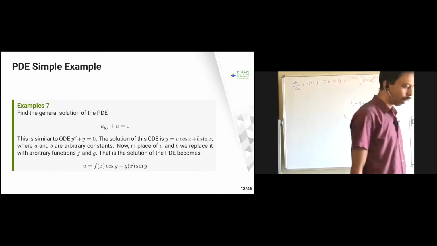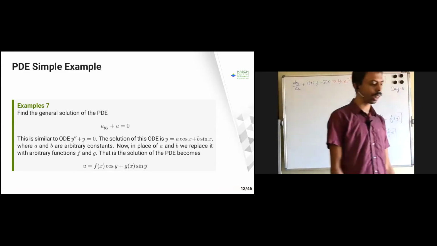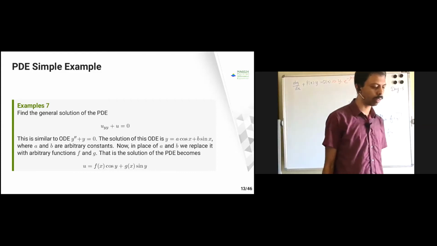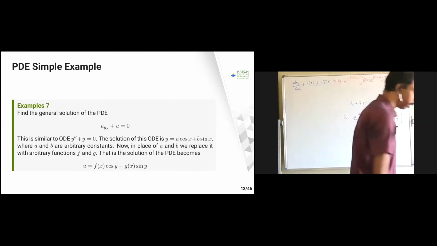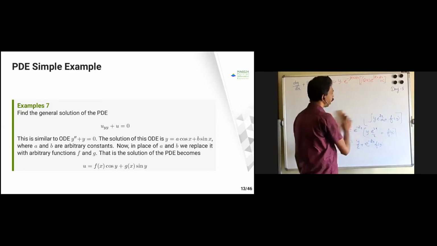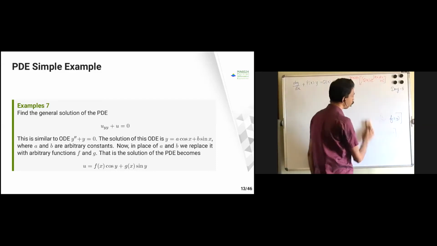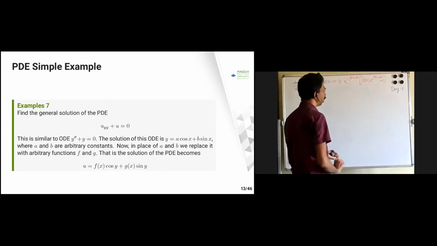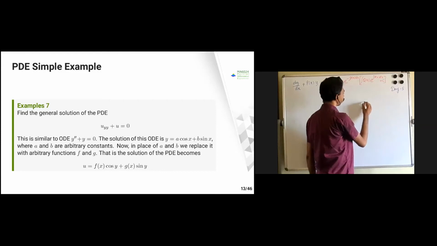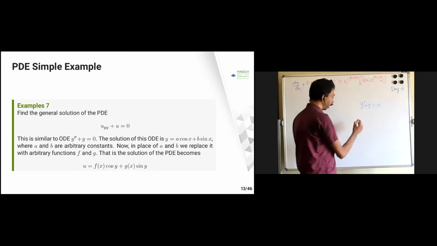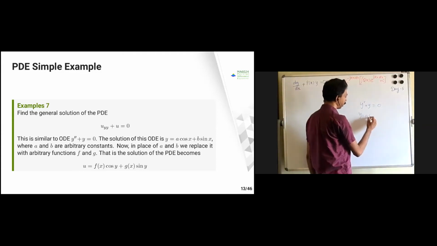Now what will we do for a second order ODE? This is for the first order linear PDE. Now suppose we have a second order ODE, y double dash plus y equal to 0. You have different methods to solve this one. For example, I consider a simple problem: y double dash plus y equal to 0. Then y is equal to a cos x plus b sin x.